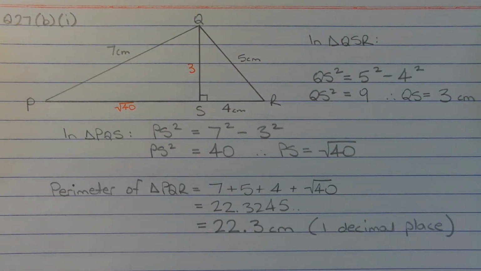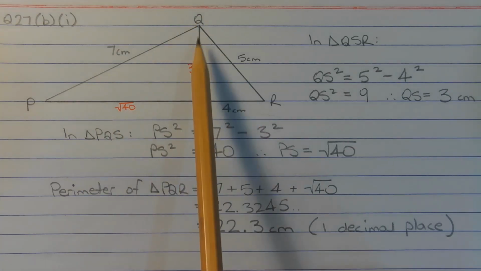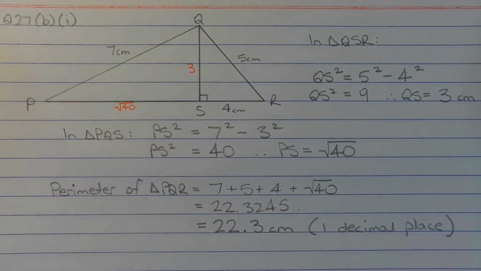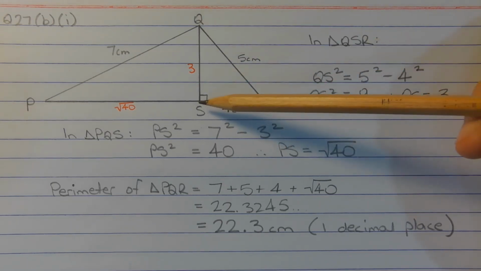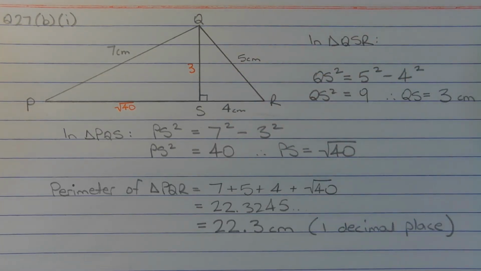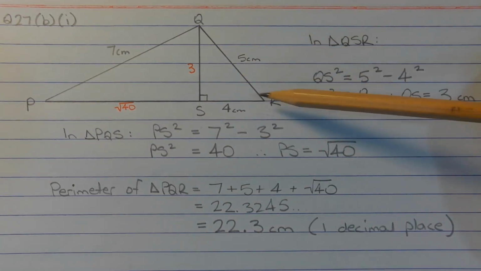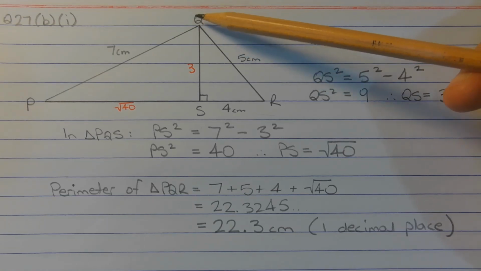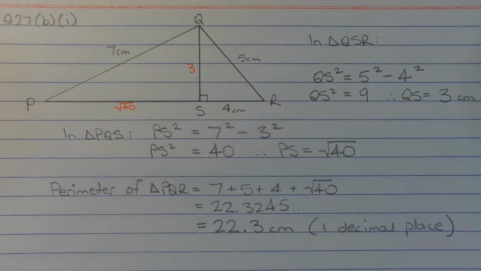In order to find the perimeter of triangle PQR, we need to find the length of side PS, which belongs to triangle PQS. But in order to do that, we need to find the length of QS, which is the common side of both of these right-angled triangles. And we can use triangle QSR, since we know the length of QR and SR, and we know that triangle QSR is a right-angled triangle, to find the length of QS.